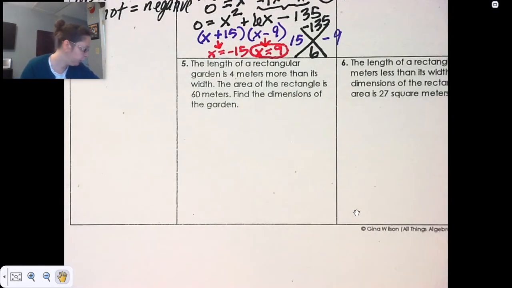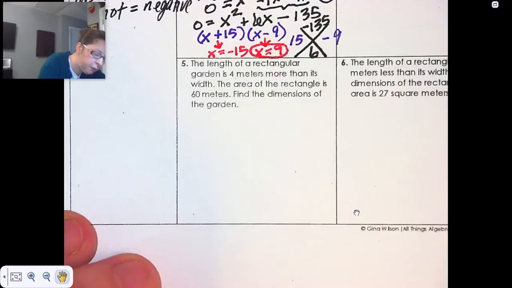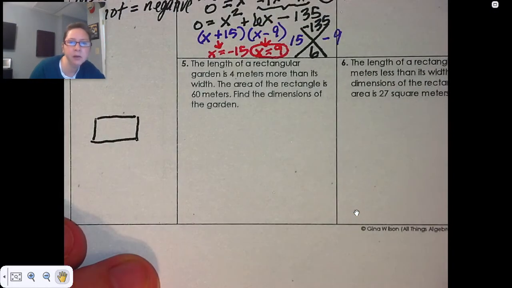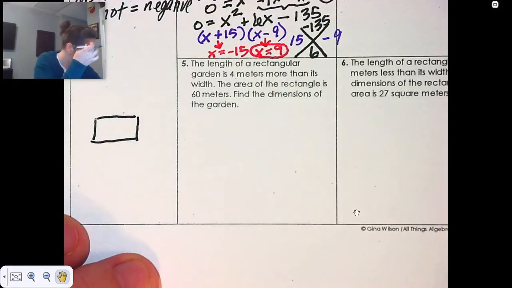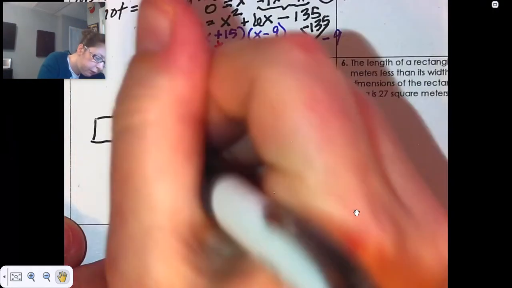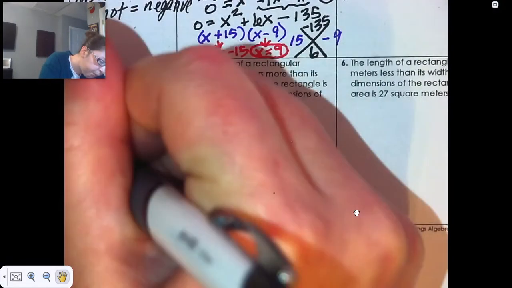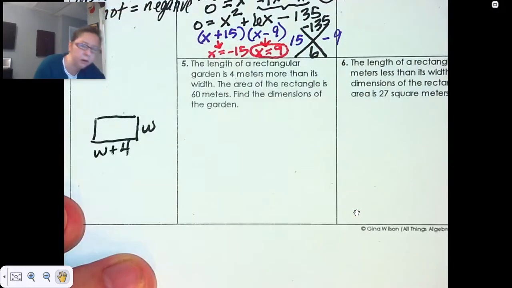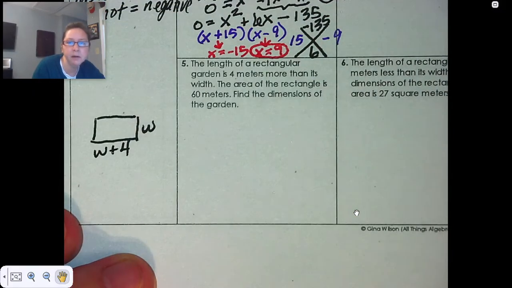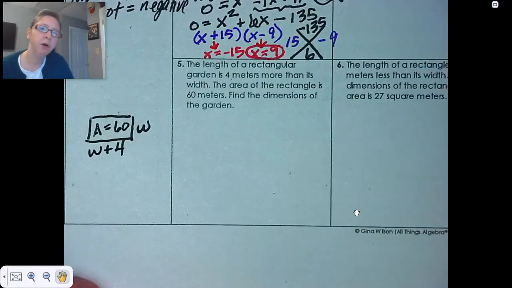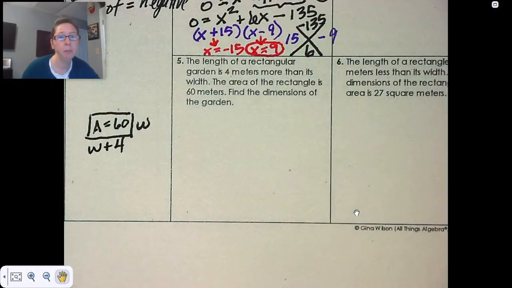So it is a rectangular garden. So what I want you to do is just draw the picture. I'm going to do it over here. Okay. The length of the garden is 4 meters more than the width. So I have the width, and then the length will be W plus 4. And then the area is 60. So area equals 60. So now I have all the information I need to set up my problem.